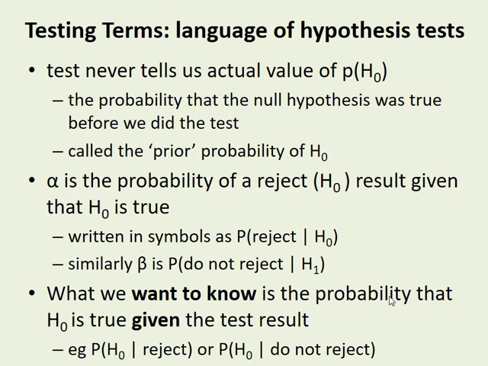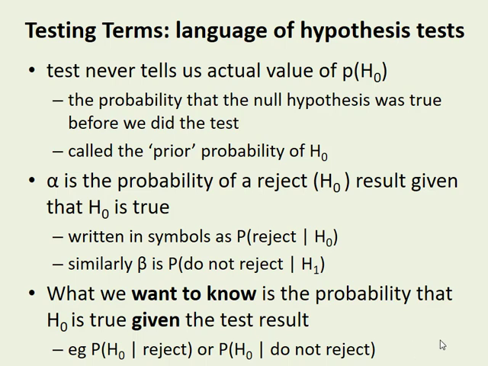Unfortunately, even though alpha, the reject probability, is giving us the probability of reject given H0, what we want to know is this probability: what's the probability that H0 is true given that we got the result we saw? So either the probability that H0 is true given we got a reject result, or the probability that H0 is true given we got a do not reject result. Given the result we got, what's the probability of H0? That's what we really want to know.